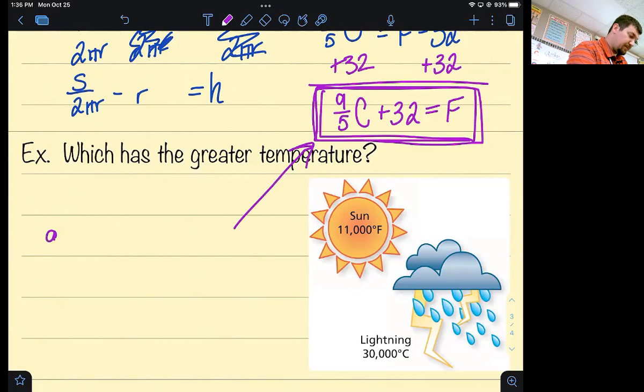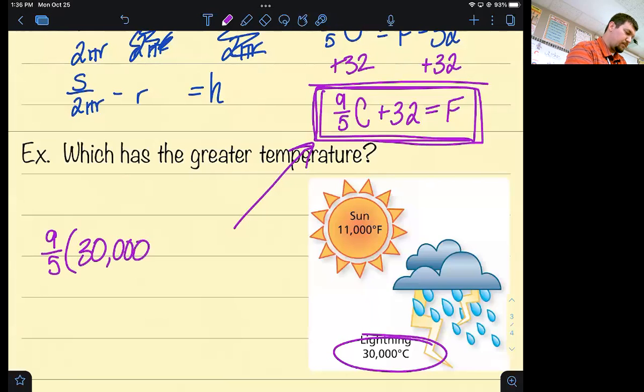So 9/5 C, and for C, I'm going to plug in that temperature in Celsius, 30,000. I'm going to add 32 to it, and that's going to give me the Fahrenheit temperature. Timesing by 9/5, if I want to have my calculator help me out, I need to know what 9/5 is as a decimal. It would help to know what it is as a mixed number. What's 9/5 as a mixed number?